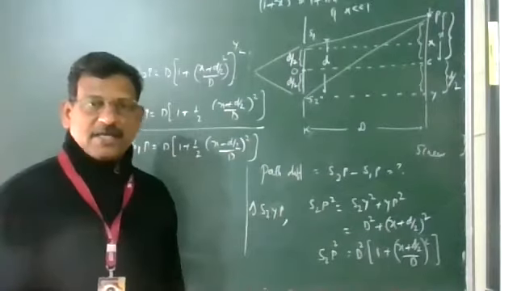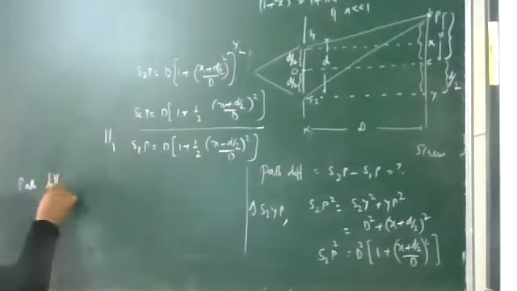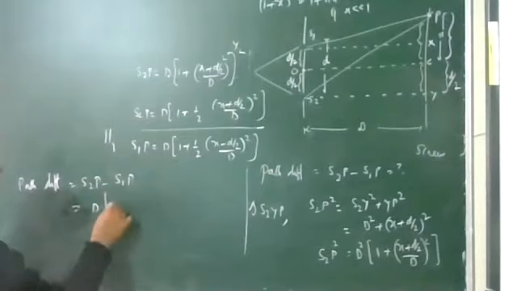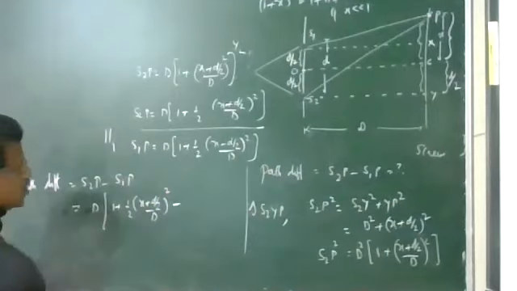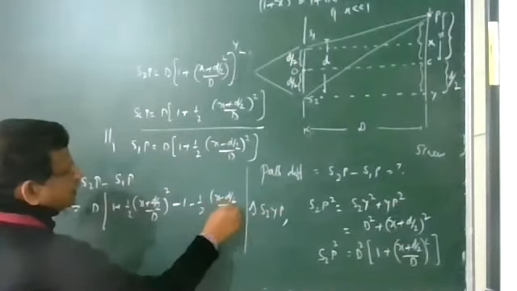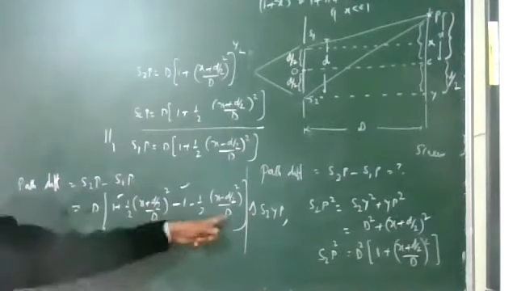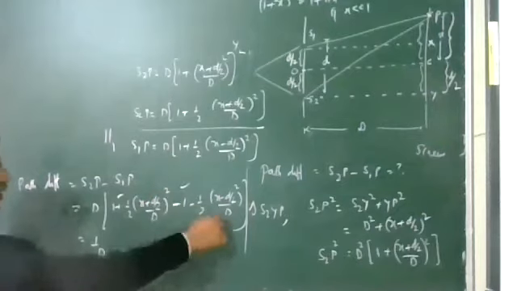So what is the path difference? Take the difference and simplify. The path difference is equal to S2P minus S1P. D is common, sitting outside: 1 plus half of X plus D by 2 over D, whole square, minus 1, then minus half of X minus D by 2 over D, the whole square. The 1 cancels, and D square comes outside, so D square by D leaves D in the denominator.